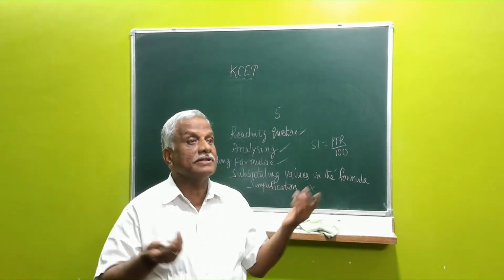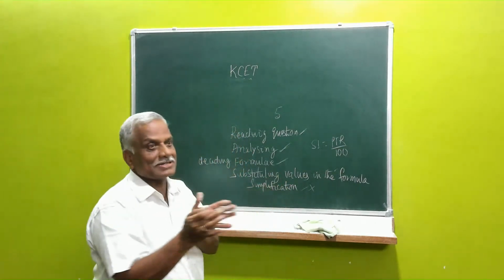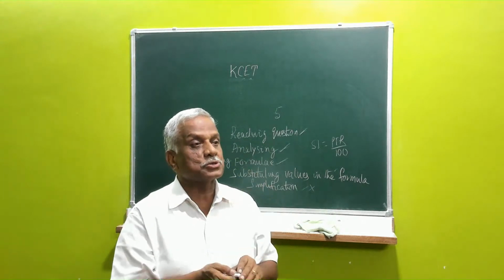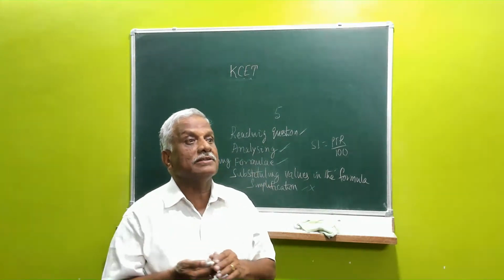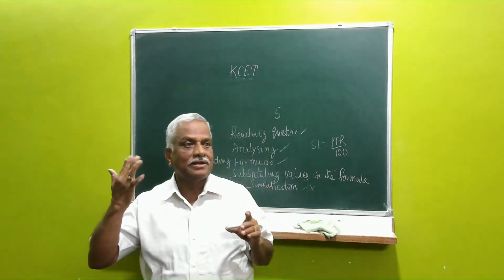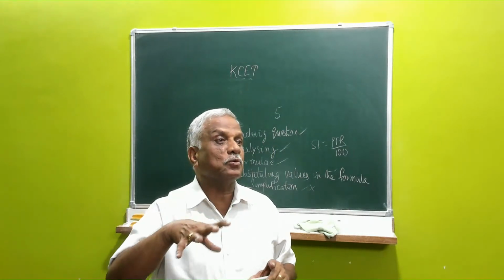But what happens in the CET examination? To get 1 mark, all the 5 steps should be correct. That is why the students who score in the second PUC public examination fail to score in CET. The moment you start the problem, till you get the solution, you have to keep yourself cool.